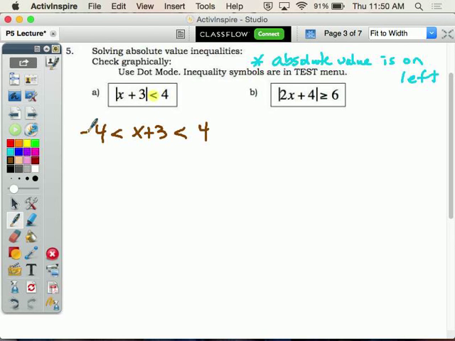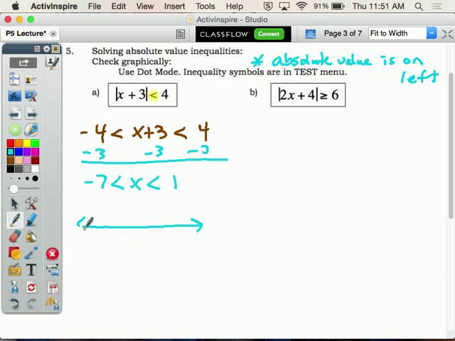So when you begin, the absolute value has to be on the left side, not as you're going. When you begin, the absolute value must be on the left to start. If that happens, take the stuff inside, put it in between the number on the right that you see and its opposite on the left. Always. Now this is a problem that we've done many, many times. So I can just go -3, -3, -3, and then I get -7 on the left, less than x, less than 1. If I graph this in the traditional means, I put that -7 down, I put the 1 down, and then I have the open circles and everything in between.